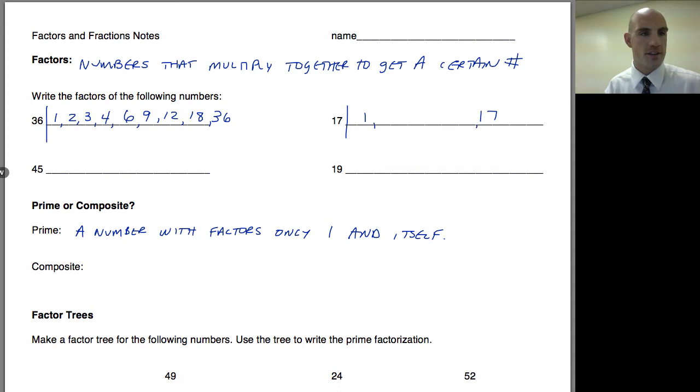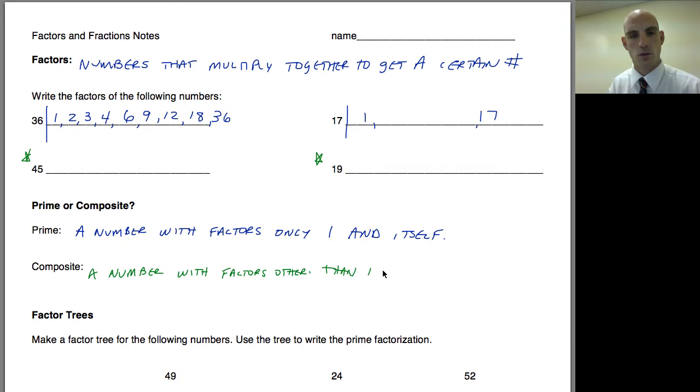Okay, I'd like for you to try these two on your own. 45 and 19. Try to find the factors of those on your own. We talked about prime. Let's talk about composite. A number with factors other than 1 and itself. A good guideline would be like, if it's even, then it must be a composite number because it would have 1 and itself and also 2.